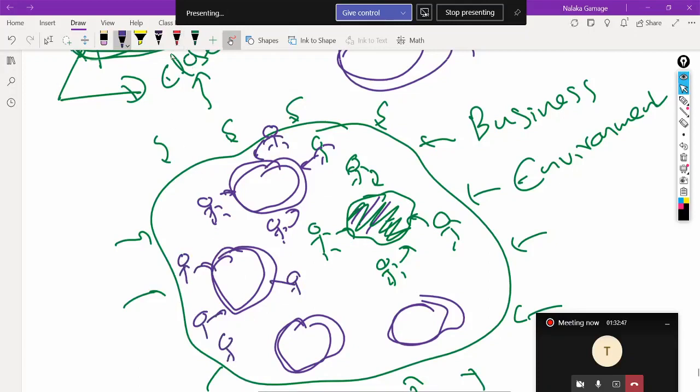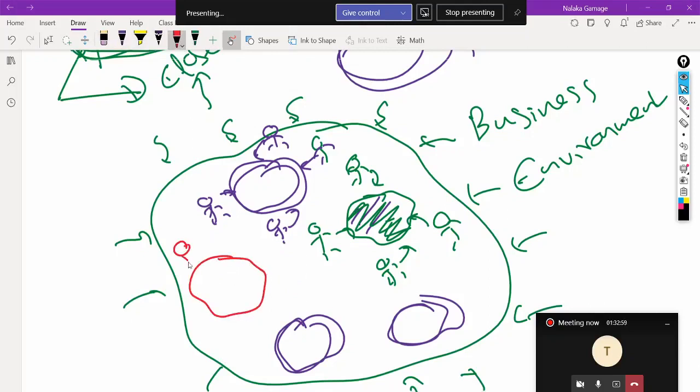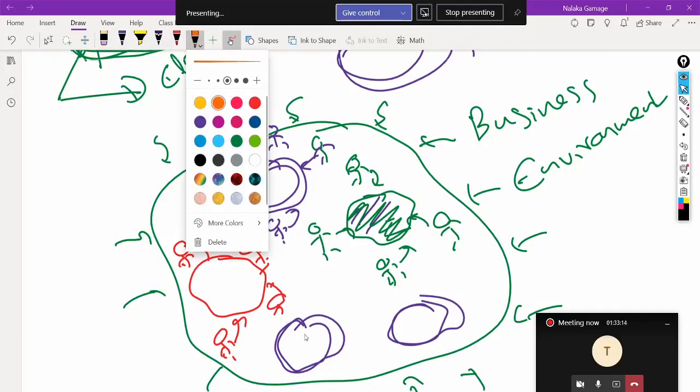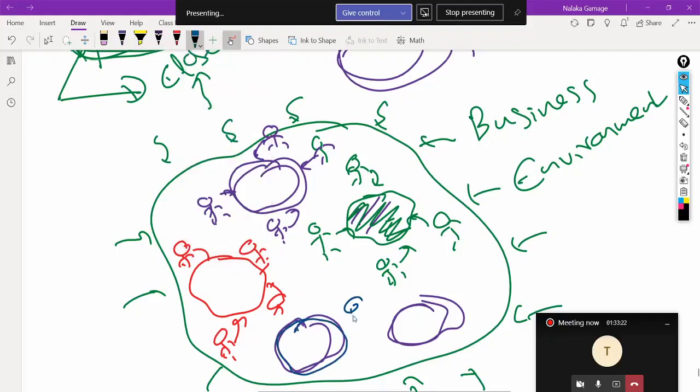So let's draw it in a different color. Once you understand this, you don't have to memorize anything. You have nothing to memorize. So they have their customers. Let's take one more. And of course these customers are not bound to you or to others. Some of these customers are coming here and also going there. Some are coming to you as well as going to your competitors' places as well.